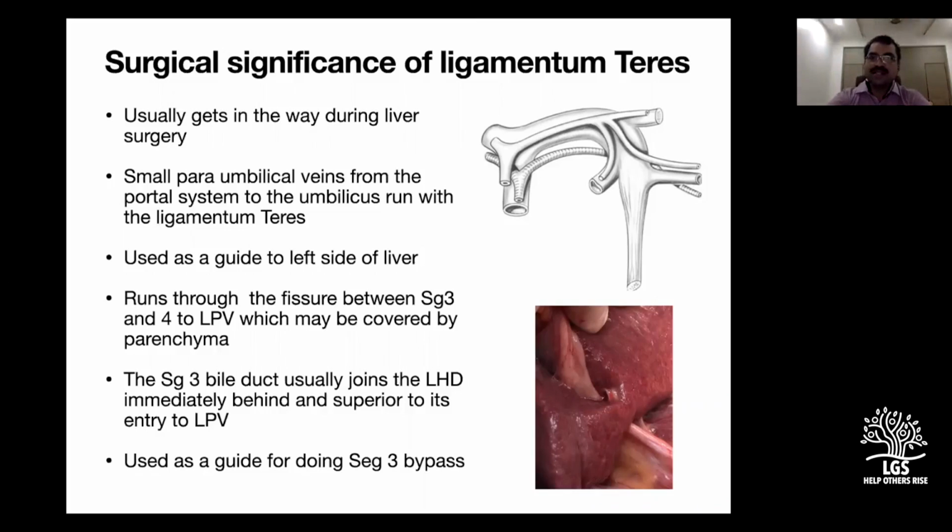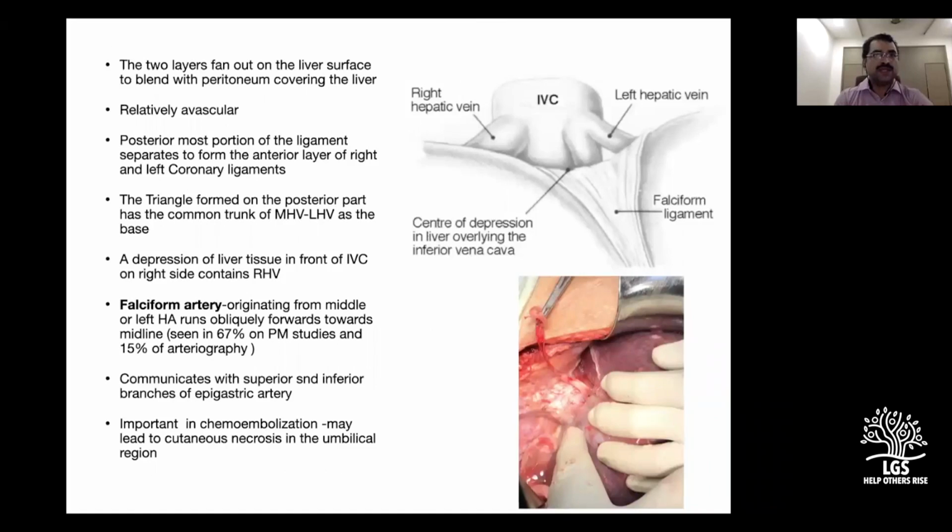So you can actually access the segment 3 duct in that area, and this approach is known as the ligamentum teres approach. This was an important technique for biliary palliation in hilar cholangiocarcinoma and carcinoma gallbladder, but now with the advent of interventional radiology and stenting, we don't do this surgery anymore.